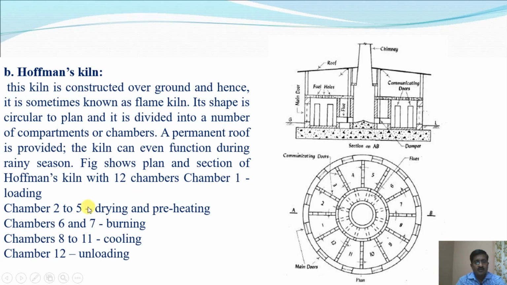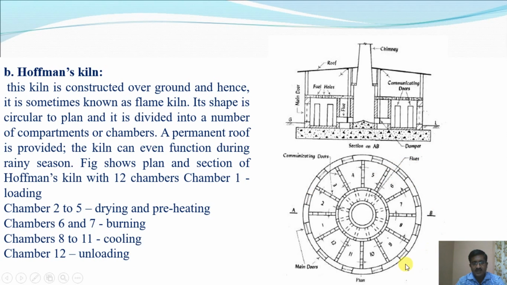Chamber 1 is a loading chamber. Chambers 2 to 5 are drying and preheating chambers. Chambers 6 to 7 are for burning. Chambers 8 to 11 are for cooling, and the last one, chamber 12, is for unloading.